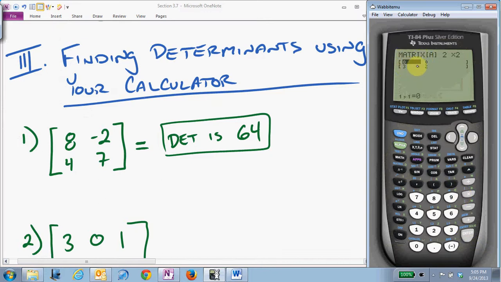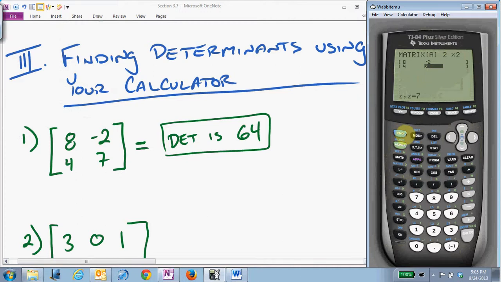I have a 2 by 2 matrix here, and I want to make sure to populate it with the correct values. So I've got 8, negative 2, 4, and 7. I always double check to make sure I actually put the correct numbers in there, because a little incorrect keystroke will cause you problems. You obviously won't have the matrix you were hoping for, and you would get the wrong determinant. I've double checked, the numbers match, so now let's find the determinant.